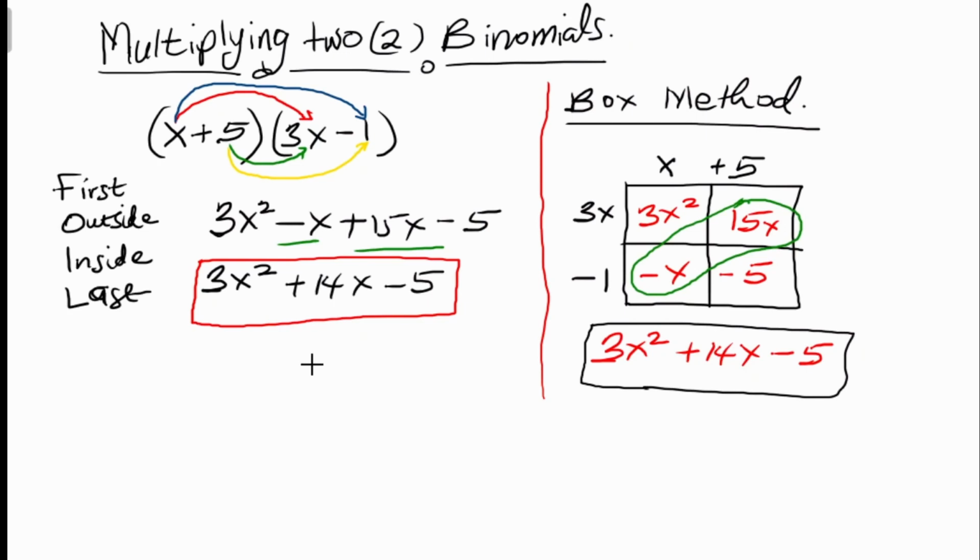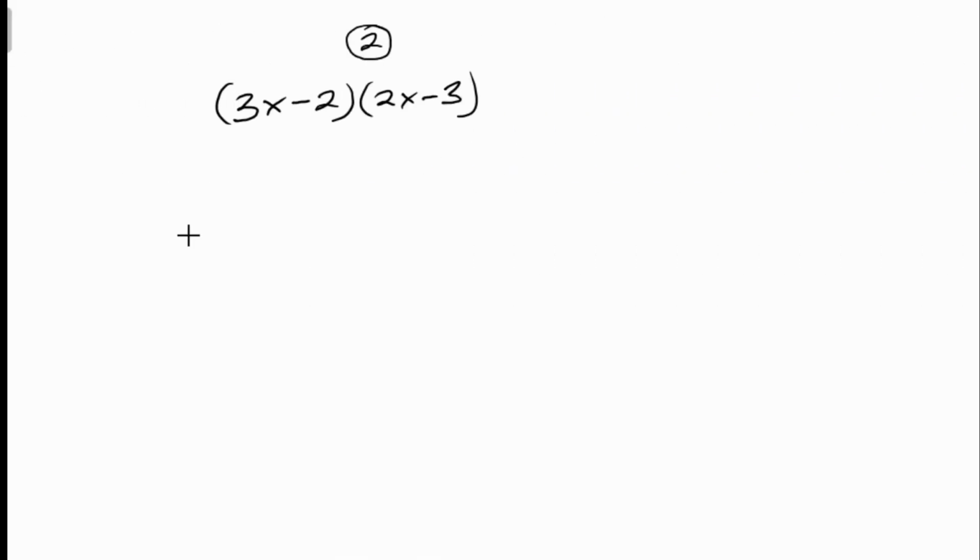Let's try another example, and in the next example I'll use just one method. So in this case, we are multiplying 3x minus 2 by 2x minus 3, and I'm using the FOIL method. Let's do that quickly. 3x times 2x gives us 6x squared. Then 3x times negative 3 will give negative 9x. Then negative 2 times 2x gives negative 4x. Negative 2 times negative 3 will give positive 6.